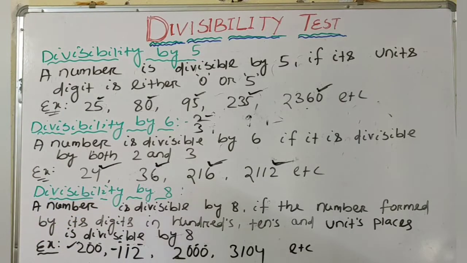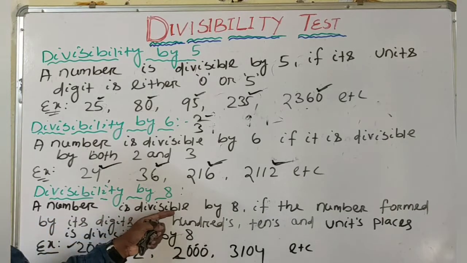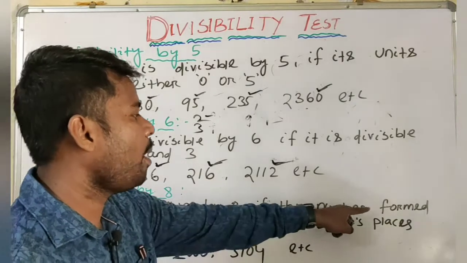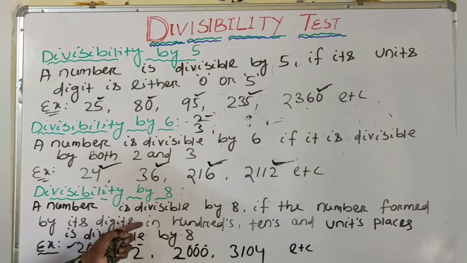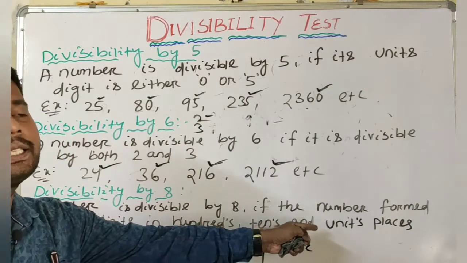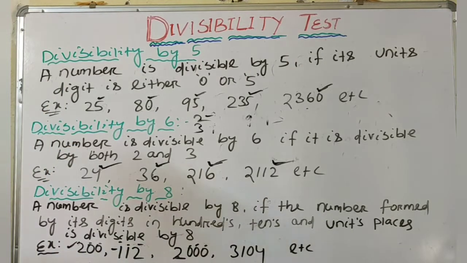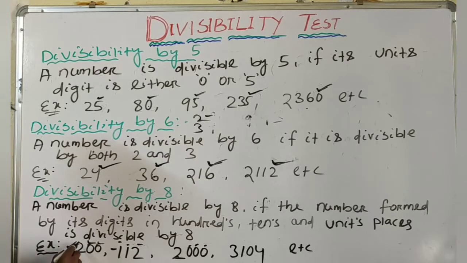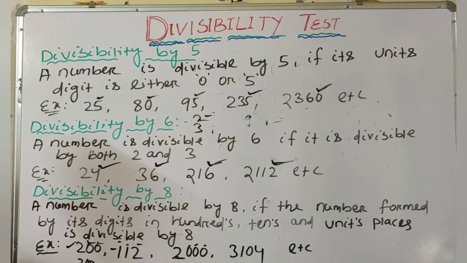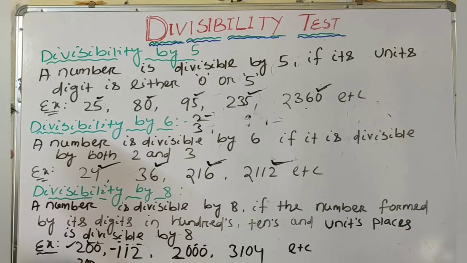Divisibility by 8. A number is divisible by 8 if the number formed by its digits in the hundreds, tens and units places is divisible by 8. For that I have taken some examples. Look at these examples. Here 200. Its units place is 0, tens place 0 and hundreds place 2, and the number formed is also 200. And 200 is a multiple of 8, and multiples of 8 are divisible by 8. So this number is also divisible by 8.